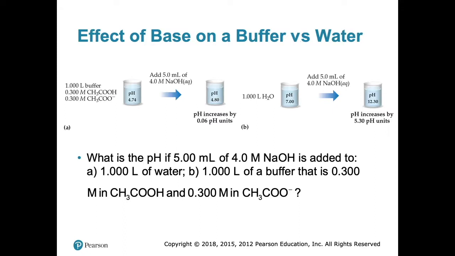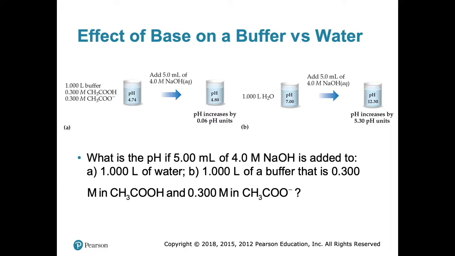So notice how you have a buffer here. You add this amount of sodium hydroxide, it only goes up by 0.06 units. But if you just have water with no buffering in there, the base will immediately increase the pH by 5.3 pH units, all the way up to 12. Now you have a very basic solution. Cool stuff, right? So what is the pH of 5 mL of 4 molar sodium hydroxide added to 1 liter of water? You see it there. And then what if it's 1 liter of buffer? You see that right there. Cool stuff.